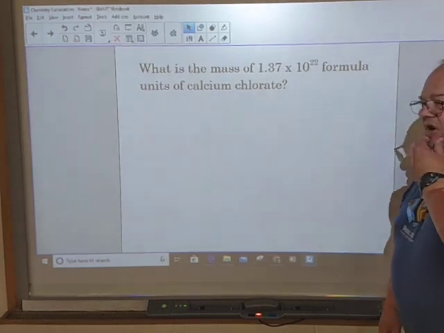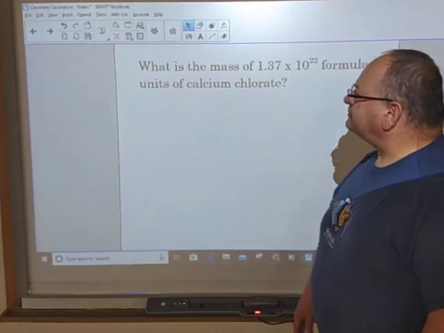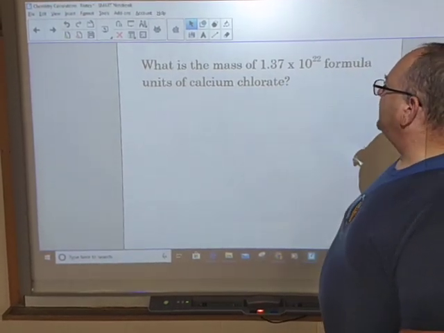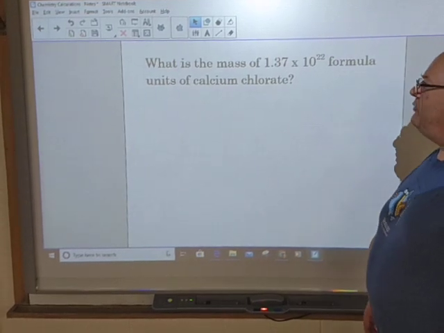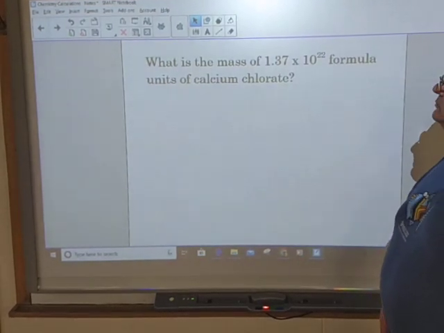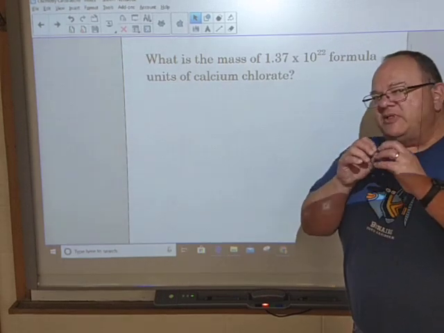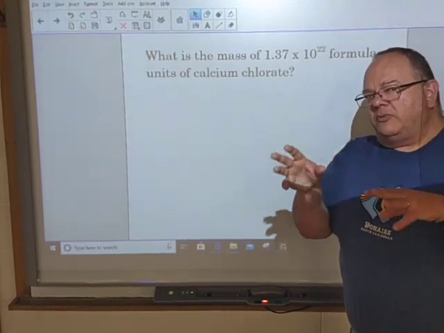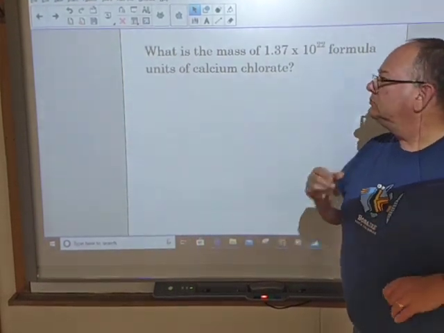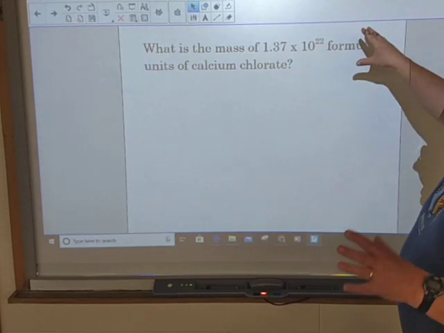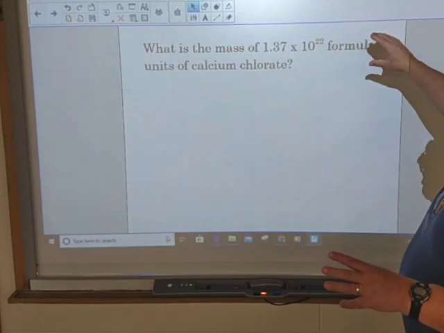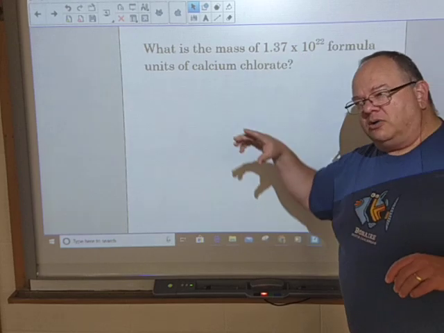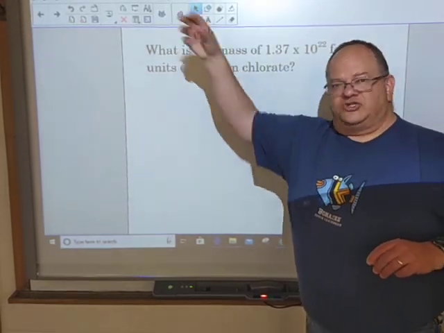Okay, so let's try one with a compound. What is the mass of 1.37 times 10 to the 22nd formula units of calcium chlorate? So I'm starting with formula units. Remember, that's kind of the fake molecule that we use for ionic compounds. So effectively, it's kind of like molecules. It's particles. And I'm going to mass. So I'm going from particles to moles to mass, just like the last one.